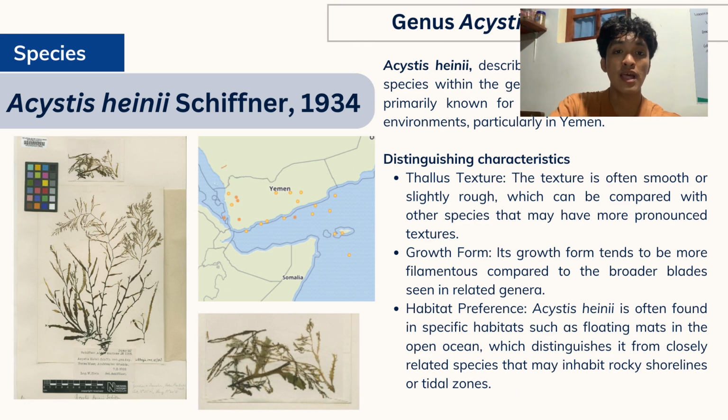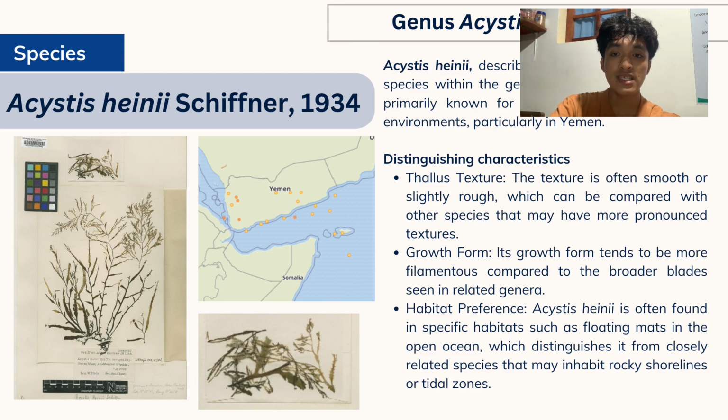The growth form is that it tends to be more filamentous compared to the broader blades seen in related genera. Ascystis haini is often found in species-specific habitats such as floating mats in the open ocean, which distinguishes it from closely related species that may inhabit rocky shoreline or tidal zones.